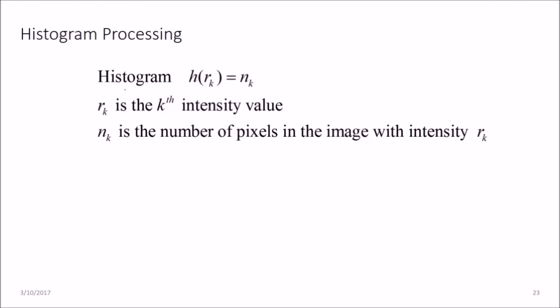First, let us see mathematically what a histogram is. The histogram h(r_k) is equal to n_k, where all these k are subscripts, and r_k is the kth intensity value. Any k, say 0 to 255, I take 181. So this is your kth value, any value you can take. And n_k is the number of pixels in the image with intensity r_k, as I just suggested in the previous slide.